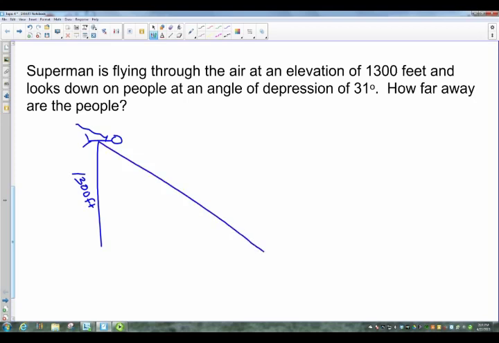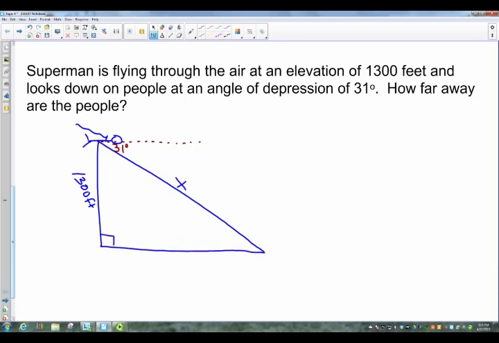Now the question is, where is that 31 degrees? Well, what you got to remember is it comes from the horizontal. Okay, so that right there is 31 degrees. Be careful. That's a very, very common mistake. How far away are the people? So what we're really looking for is this right here. And so I've got my right angle right there.